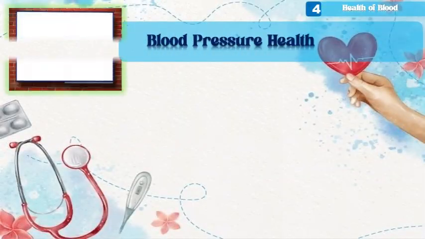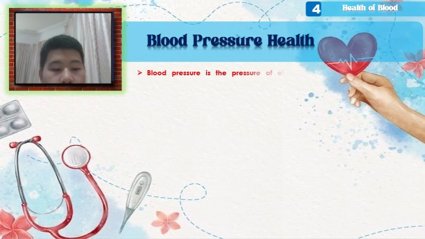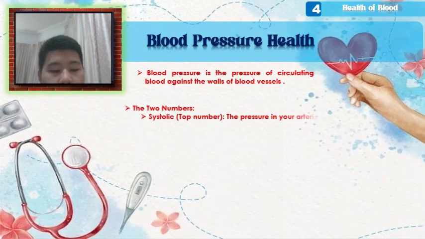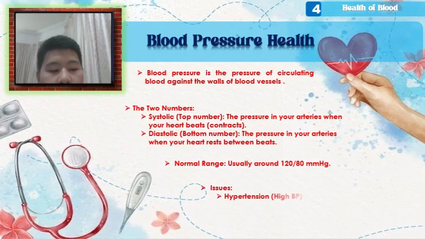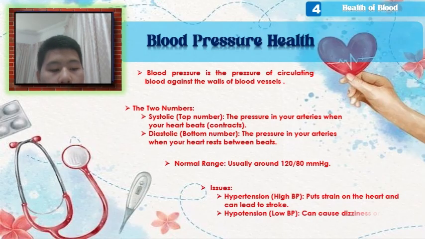Blood pressure health. Blood pressure is the pressure of circulating blood against the walls of blood vessels. The two numbers: systolic, the top number, is the pressure in your arteries when your heart beats, which is to contract. Diastolic is the bottom number, the pressure in your arteries when your heart rests between beats. The number range is usually around 120 over 80 mmHg. The issue is that hypertension puts strain on the heart, and hypotension can cause dizziness or fainting.